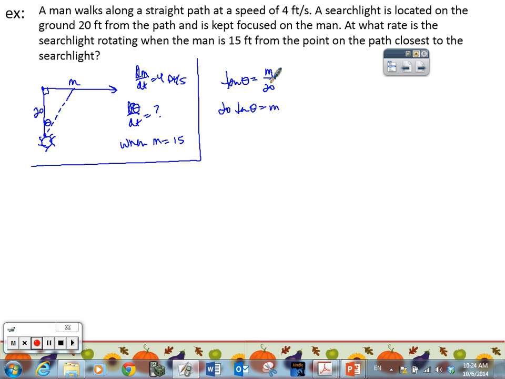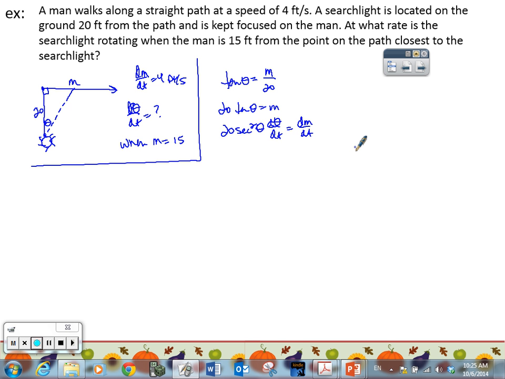In this case the 20 is not going to change. That's where the searchlight is. That's where it's going to be. So let's take the derivative. The derivative of tangent we know is secant squared d theta dt. The derivative of m is 1 dm dt, and there's our derivative. So that was step 5, taking the derivative.